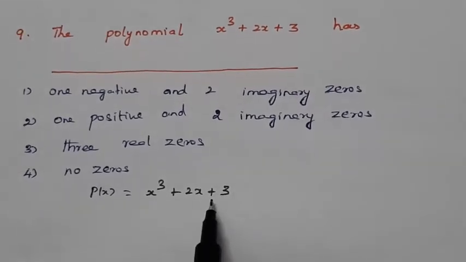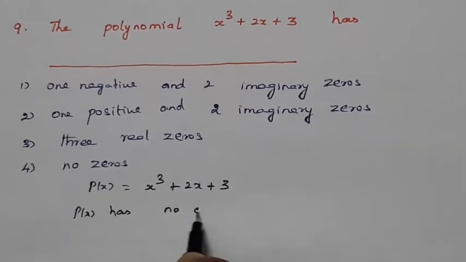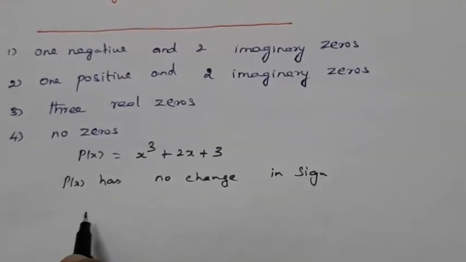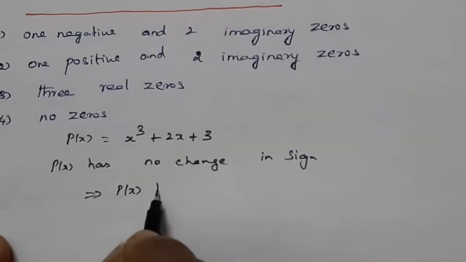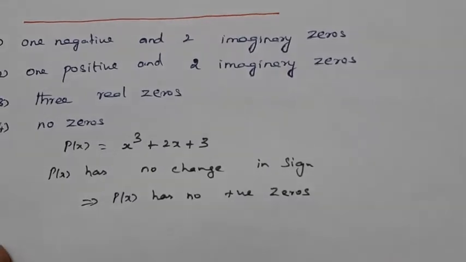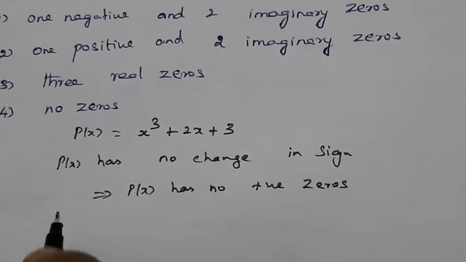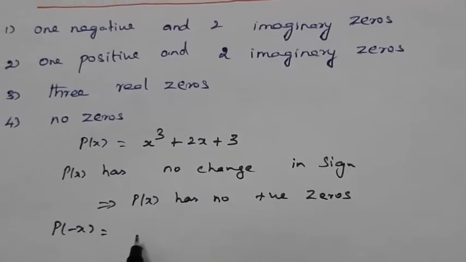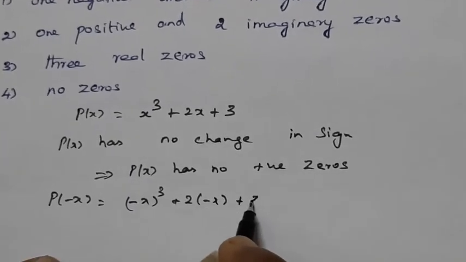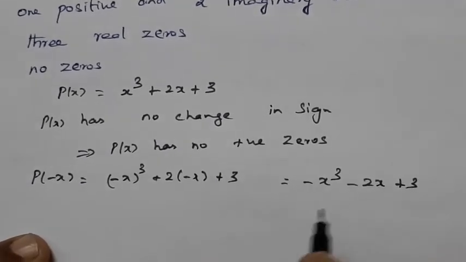Is there any change of sign here? No. So p of x has no change in sign. Okay. No change in sign in the coefficients. So this implies that p of x has no positive zeros. Then to find out the maximum number of negative zeros, let us find out p of minus x, which is nothing but minus x the whole cube plus 2 into minus x plus 3. That is minus x cube minus 2x plus 3.